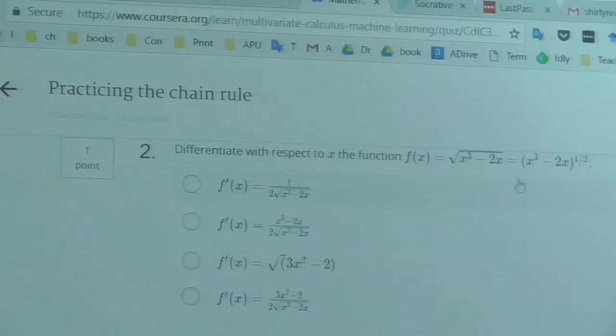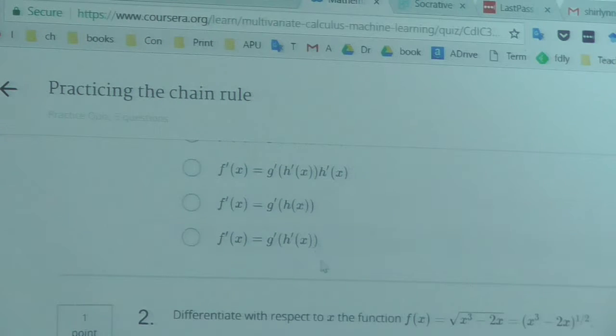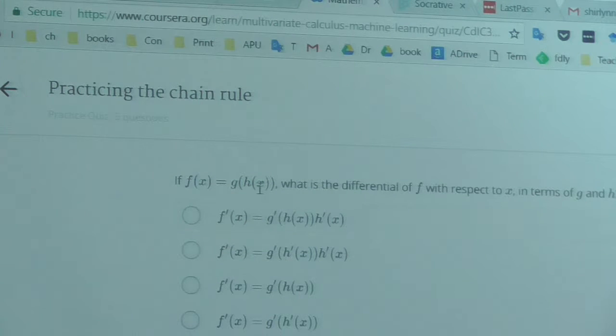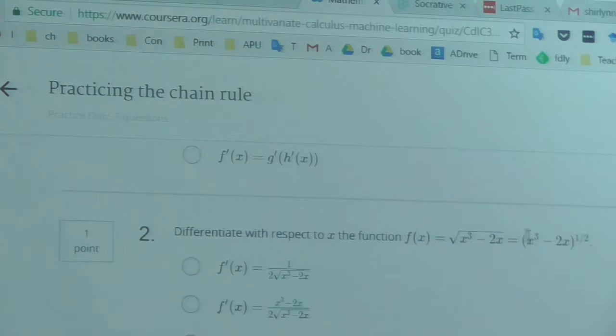And then the derivative of the inside, that's here. Here's the inside function h, the derivative of h. So the derivative of the inside, which is this part here, the derivative of that. So that's 3x squared minus 2.